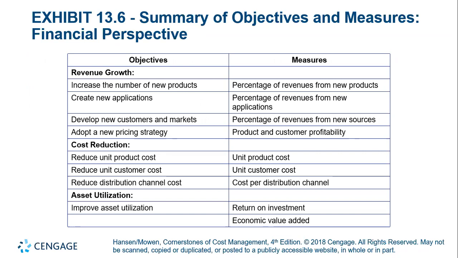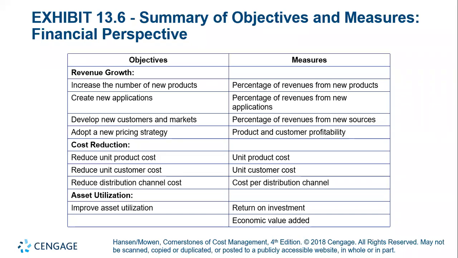Now we have the summary of objectives and measures for the financial perspective. We have revenue growth. You have to be familiar with this because each of these phrases is very important. You will be given problems and exercises that will mention each one of these. For revenue growth, the objective is to increase the number of new products, and the measure is the percentage of revenue from new products. Create new applications, and the measure is the percentage of revenue from new applications. Develop new customers and markets, measured by the percentage of revenues from new sources. Adopt a new pricing strategy, measured by product and customer profitability.